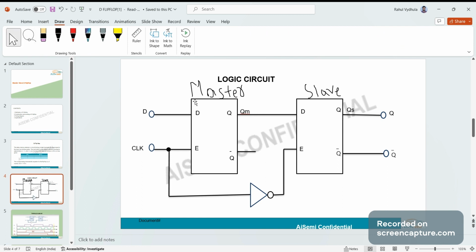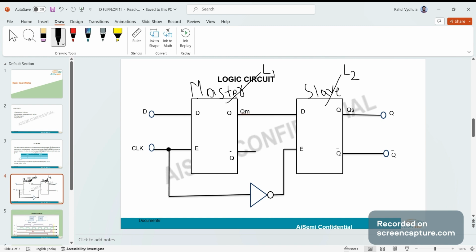Okay, again we will go with this cursor. This is the input and this is the output. It consists of two latches. This is latch 1, this is latch 2. These are two D latches we can consider.